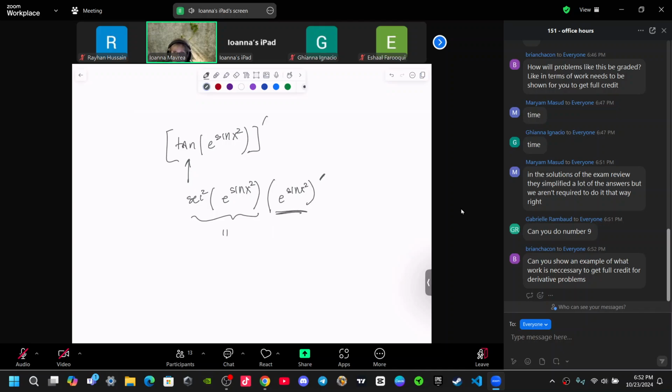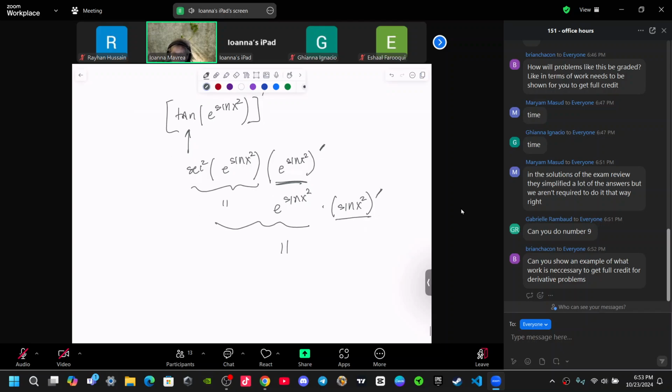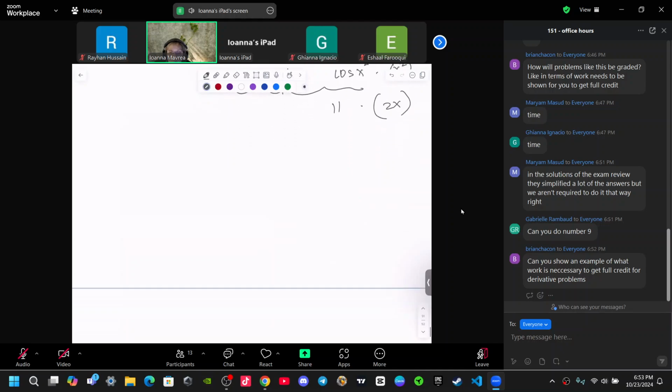Now find the derivative of this, which is e to something. The derivative of e to something is itself, times the derivative of the power. So this is the same, times the derivative of sine of stuff. The derivative of sine of stuff is cosine of stuff, times the derivative of the stuff. So this is the same, all that, times 2x. So don't simplify, use parentheses. Don't simplify anything. Derivatives are pretty straightforward.